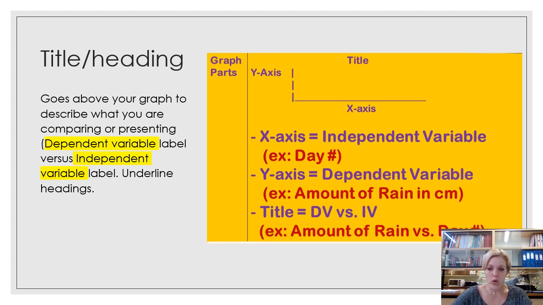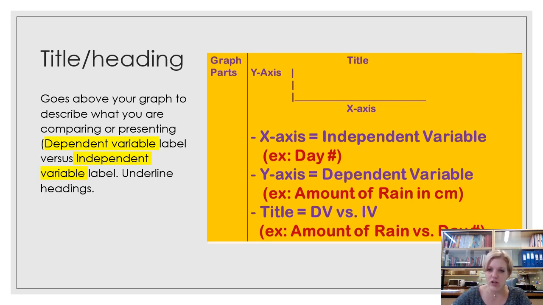As I said before, we are going to look at the title and the heading. And the title and heading represents what's on your axes. So guys, and we are very, very strict with this, it needs to be the dependent variable versus independent variable.